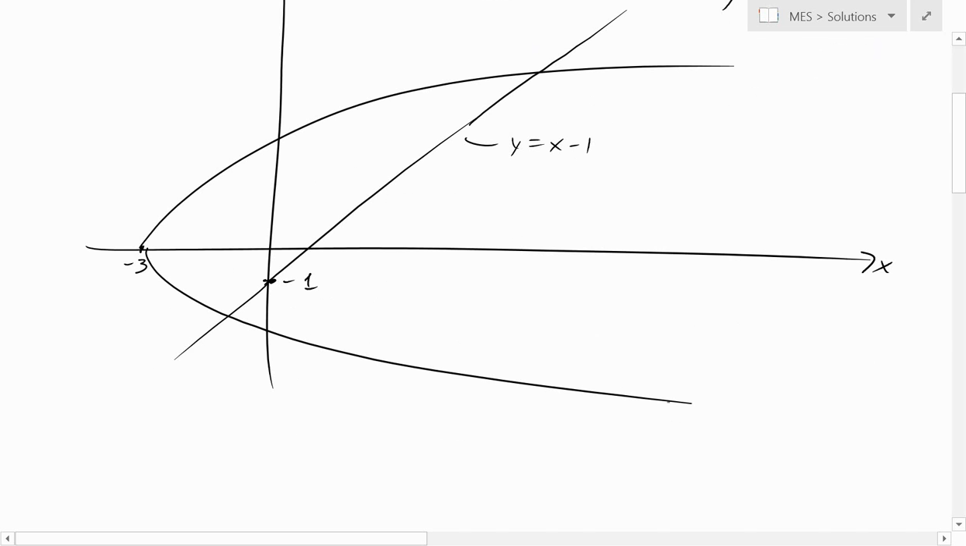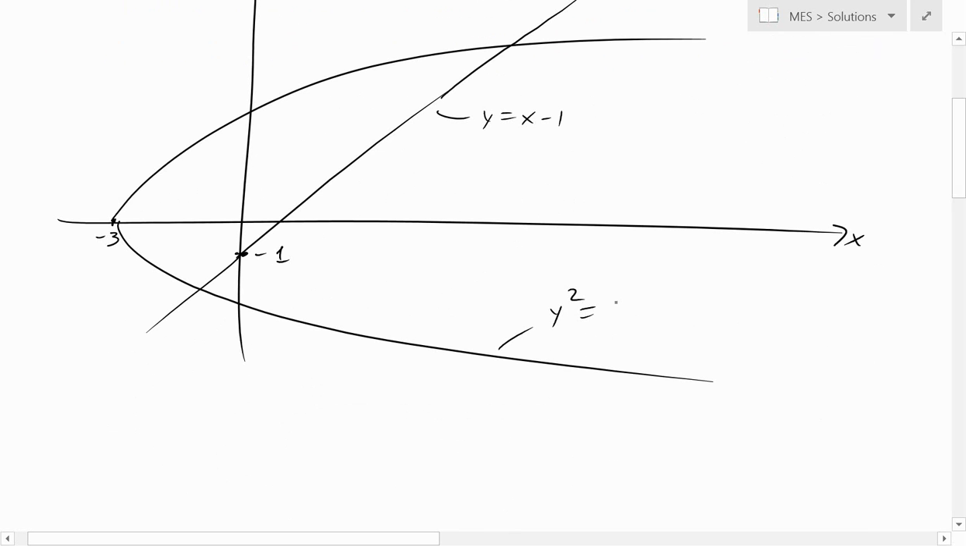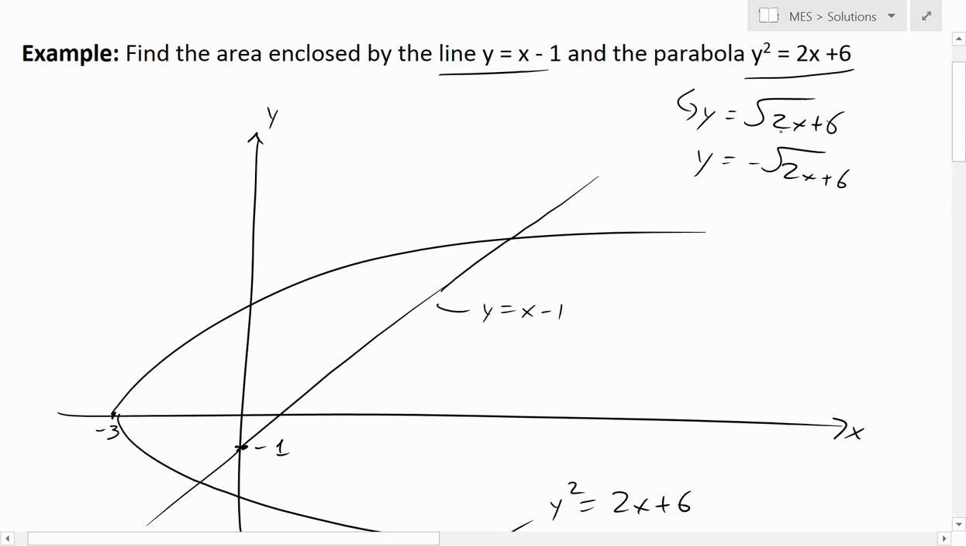Actually, it can't be that. So like this, something like this, and this is y squared equals 2x plus 6. Now the top part can be written as square root of 2x plus 6, and the bottom is the negative square root of 2x plus 6.